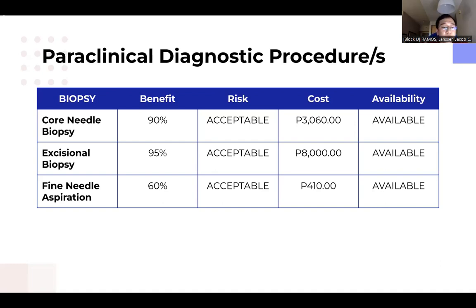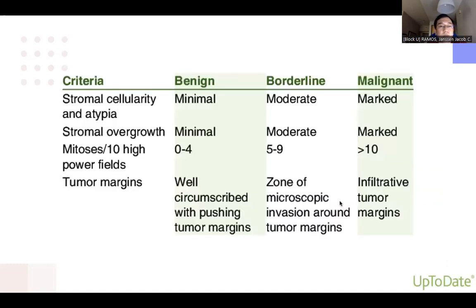Advantages of core needle biopsy include a low complication rate, minimal scarring, and a lower cost compared with excisional breast biopsy. Histologically, phyllodes tumors are classified as benign, borderline, or malignant based upon the assessment of the degree of stromal cellular atypia, mitotic activity, infiltrative or circumscribed tumor margins, and presence or absence of stromal overgrowth. Next slide. So this is just a table showing the criteria in determining the grade of phyllodes tumor. Next slide.